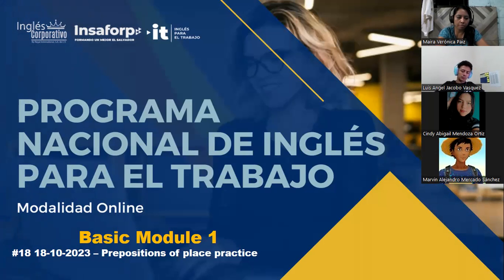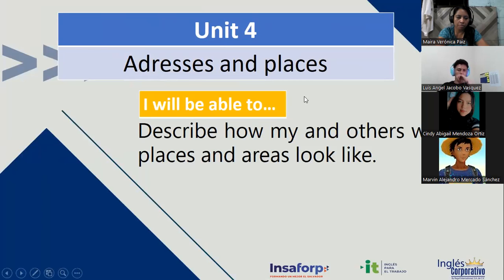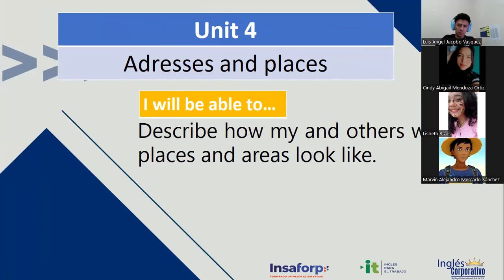Good. And for this, we have an objective. Veronica, can you read the objective for tonight? Unit 4. Describe how my and others' work places and areas look like. Good. What is the description, right, of the places that you have in your work? Okay, give me a second. I need energy for my battery. Sorry. Give me a second.